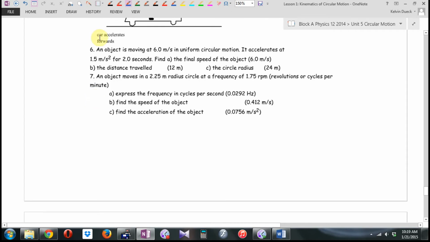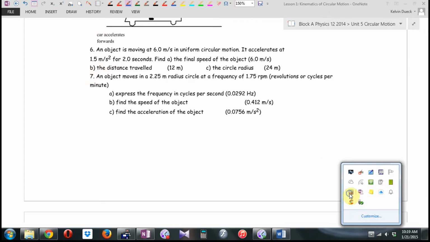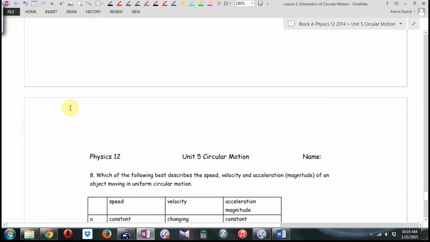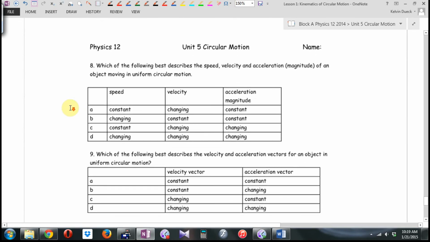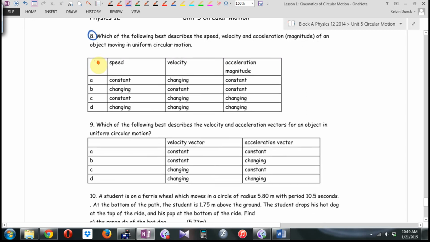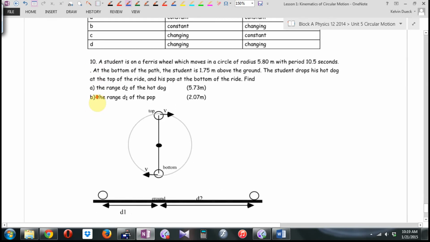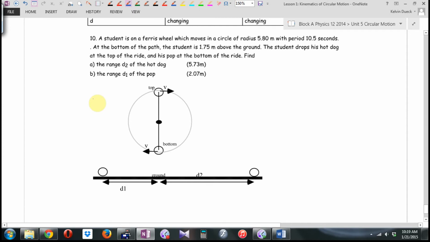7 is good. Nope, just lost my pen, did I? My back. Irritating. Update. So 7 is good. 8 is good. 9 is good. 10 we're not ready for yet.